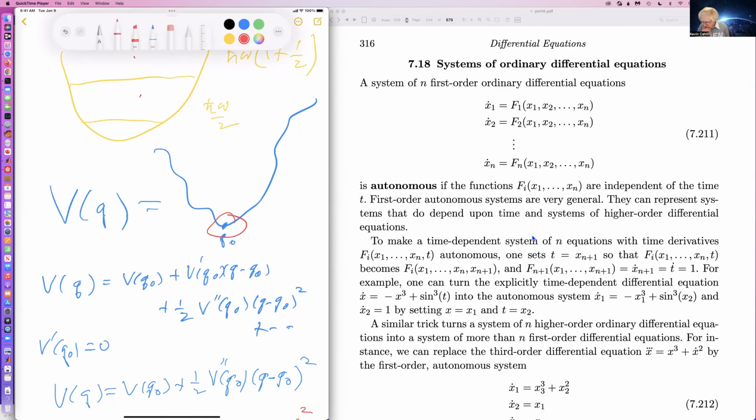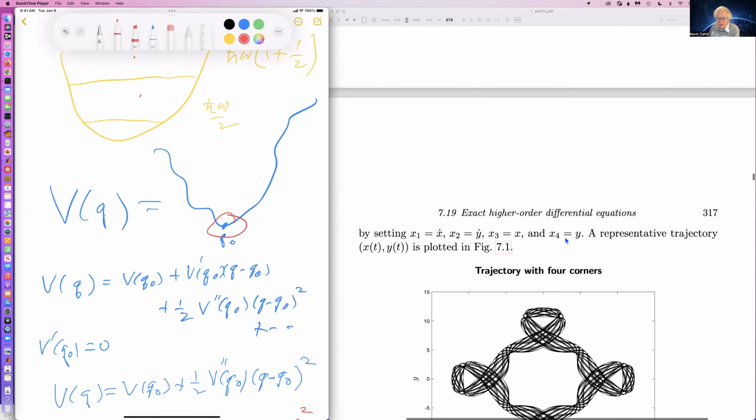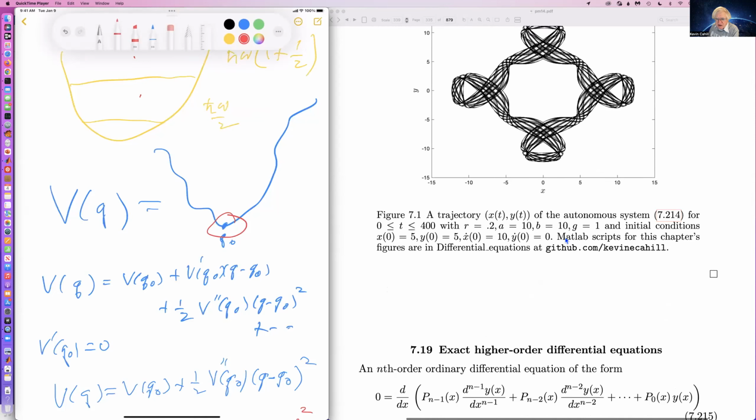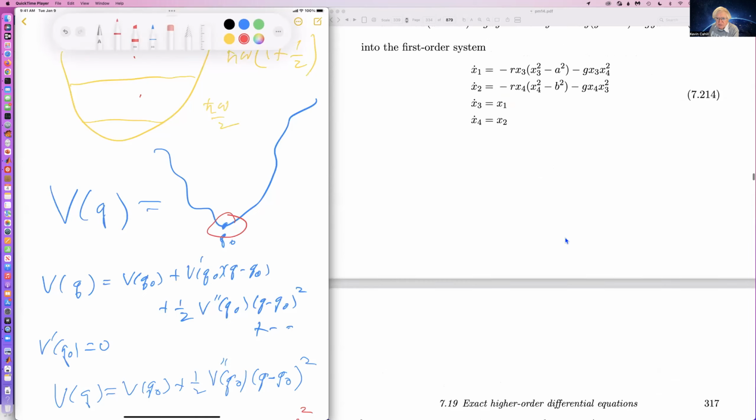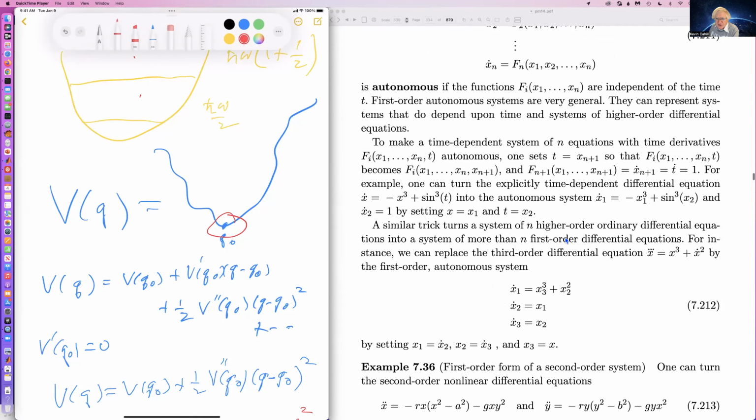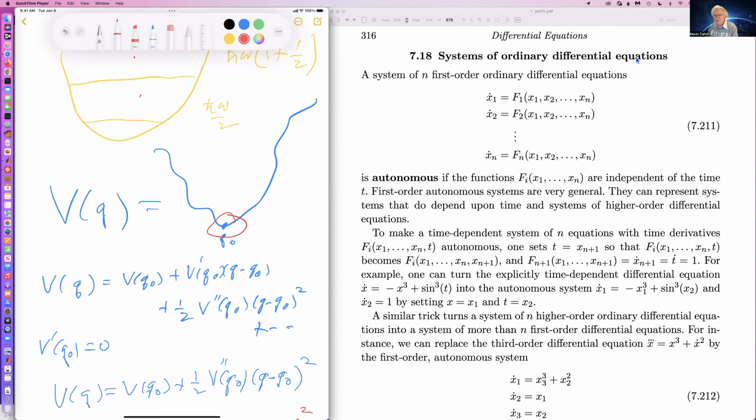So let me now go to this next topic and see if I can do a couple of examples here. The first thing is this business of systems of ordinary differential equations. I encourage you to play with this. Those of you who want to go further with this, I'd really recommend playing with this on Matlab.